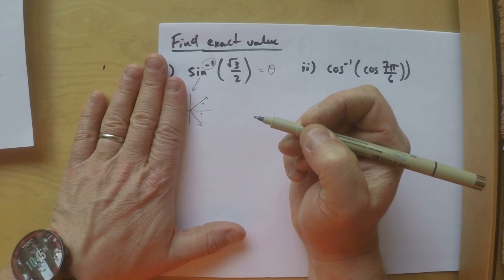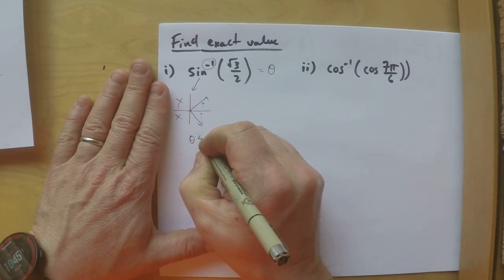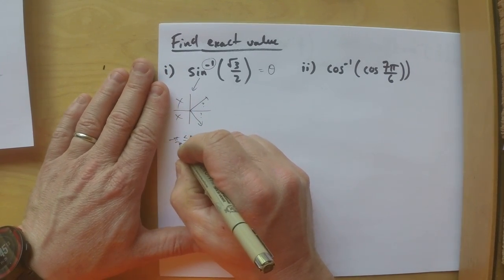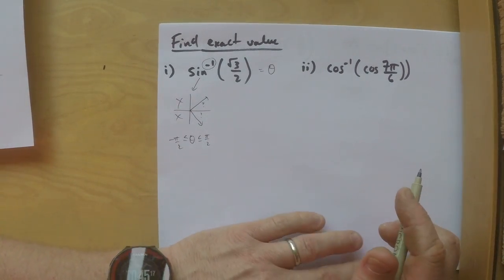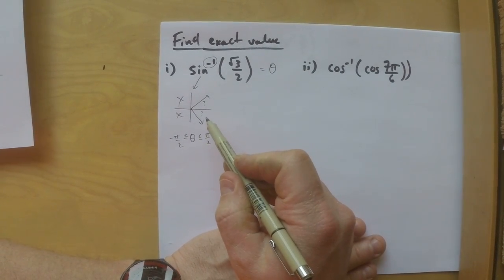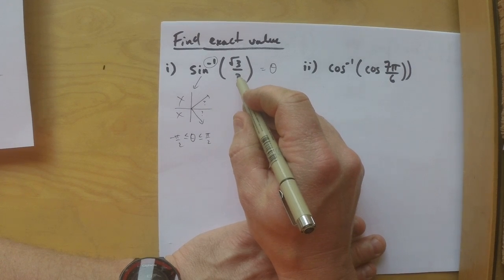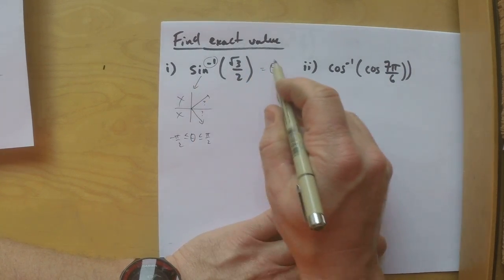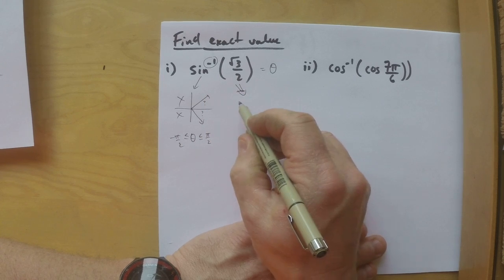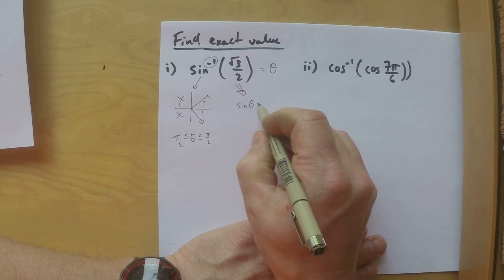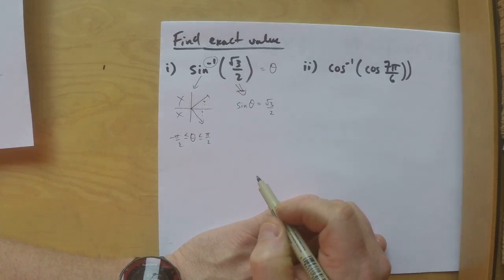That is it. Okay, and I'm gonna put here that it has to be between those restrictions. That's the only part you have to remember, but when I say only, I mean that takes a little bit of thinking. So the next thing is, if I were to rewrite this into the other form, this would be the same thing as saying sine theta equals root 3 over 2.